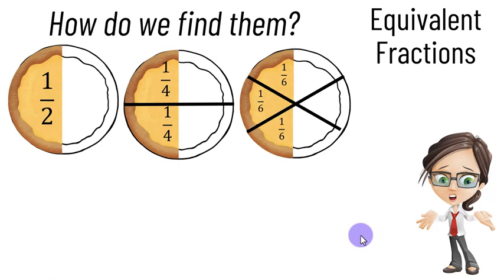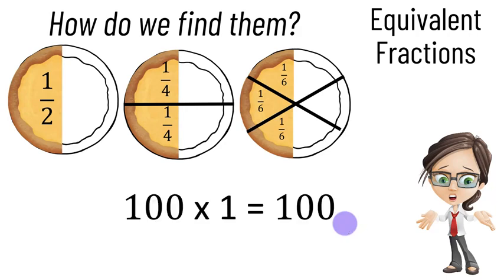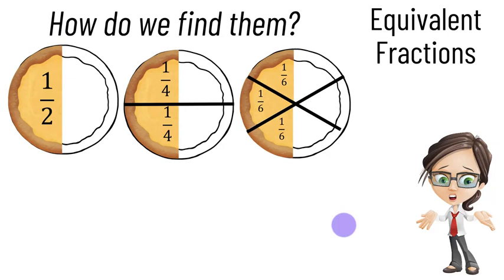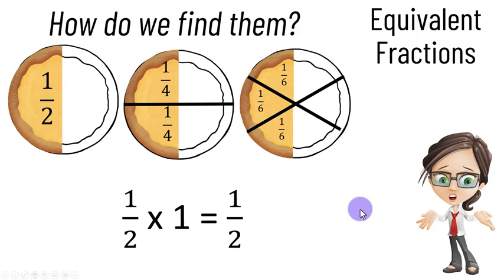Of course. We know that 5 times 1 is 5. What about 100 times 1? Do you know what 100 times 1 is? Yes, 100 times 1 is 100. Anything times 1 is itself. So how does this apply to fractions? Well, what's 1/2 times 1? 1/2 times 1 is 1/2. The same rules apply with fractions. If we multiply by 1, it still equals 1/2.